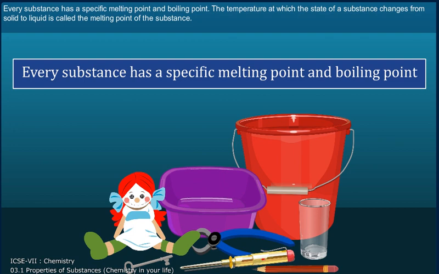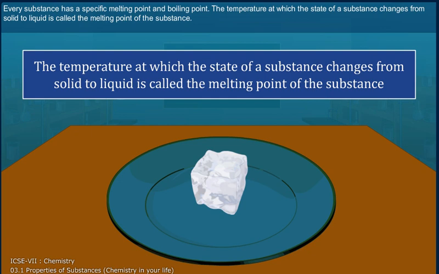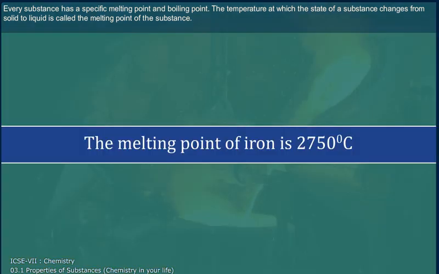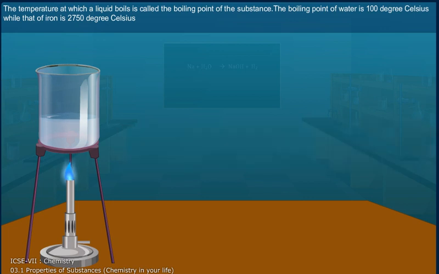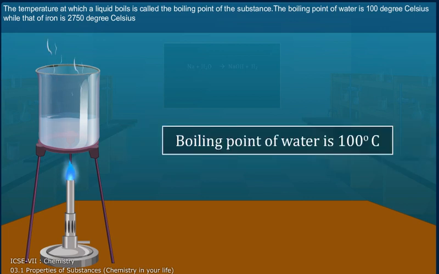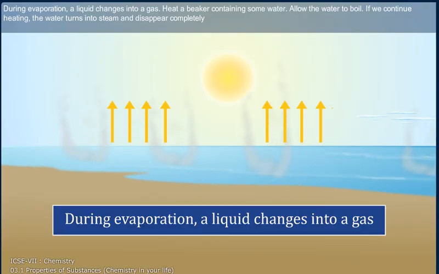Every substance has a specific melting point and boiling point. The temperature at which the state of a substance changes from solid to liquid is called the melting point of the substance. The temperature at which a liquid boils is called the boiling point of the substance. The boiling point of water is 100 degrees Celsius, while that of iron is 2750 degrees Celsius.